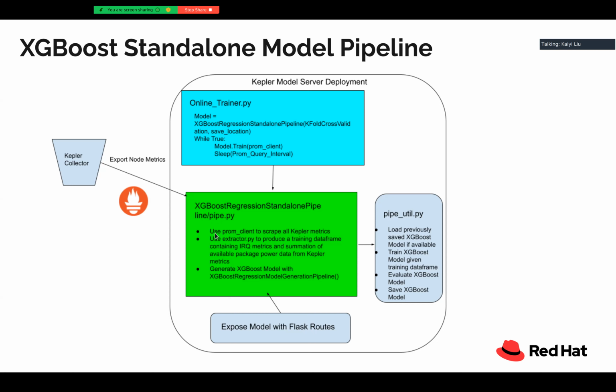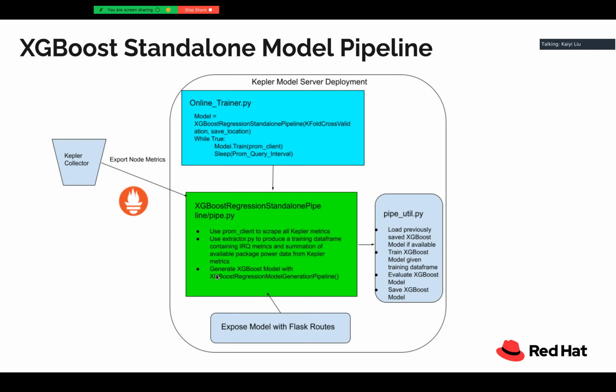So what happens there is that it'll take the Prometheus client, and use that to scrape all the available, most up-to-date Kepler metrics that are being exported by Kepler on the cluster. It'll then use extractor.py to produce a training data frame, which will contain the IRQ metrics and the total package power. So there's going to be multiple package powers. For now, we're just going to sum that all up into one column, which will be total package power, and that'll represent the label for the model.